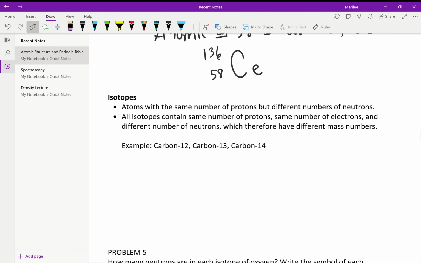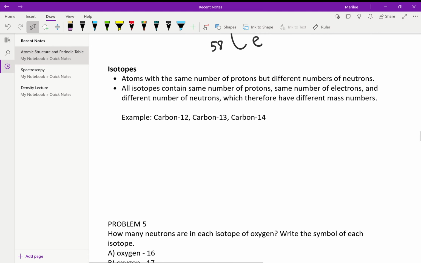Next, I'm going to go over isotopes. Isotopes are atoms with the same number of protons, but they have different neutrons. All isotopes contain the same number of protons, same number of electrons, but they have different number of neutrons. Because they have the different number of neutrons, their masses will be different. Remember, the mass number is protons plus neutrons. So if the neutron number is different, then the mass will be different.